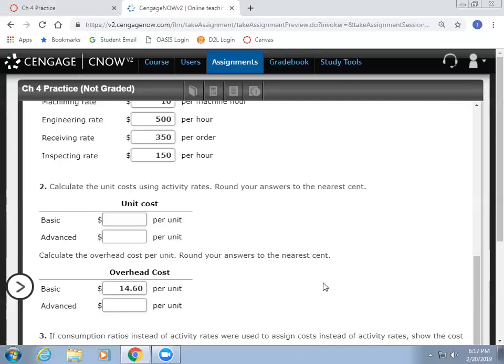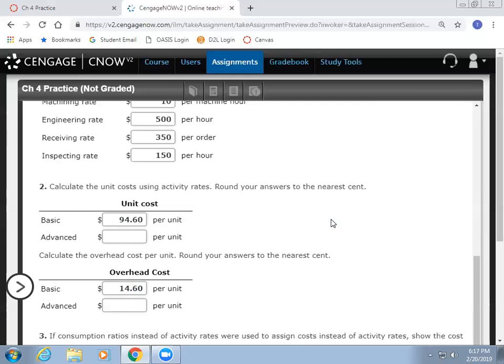Anyone able to calculate that one? $94.60. Very good, $94.60. And of that, again, $14.60 is our overhead. Okay. Again, a lot of math. Any questions on that, how we got to that?